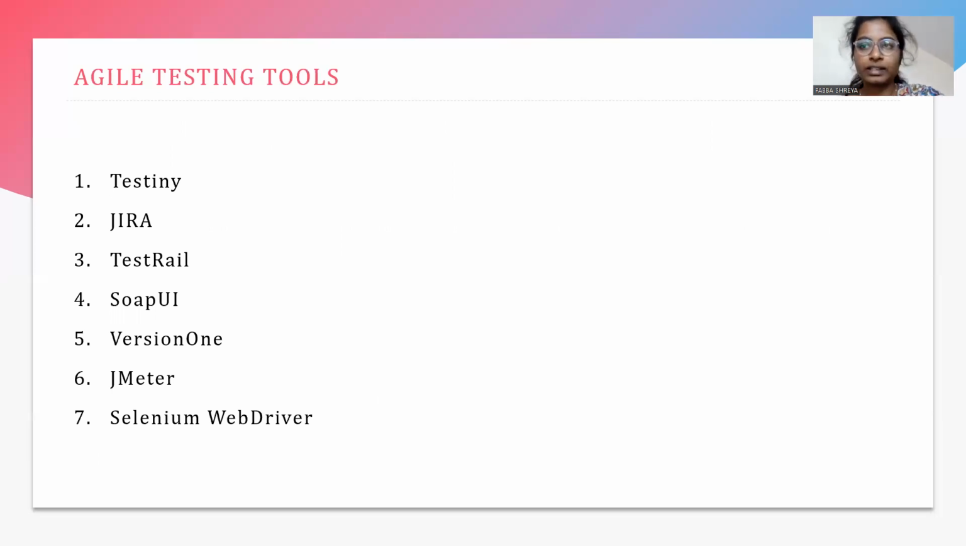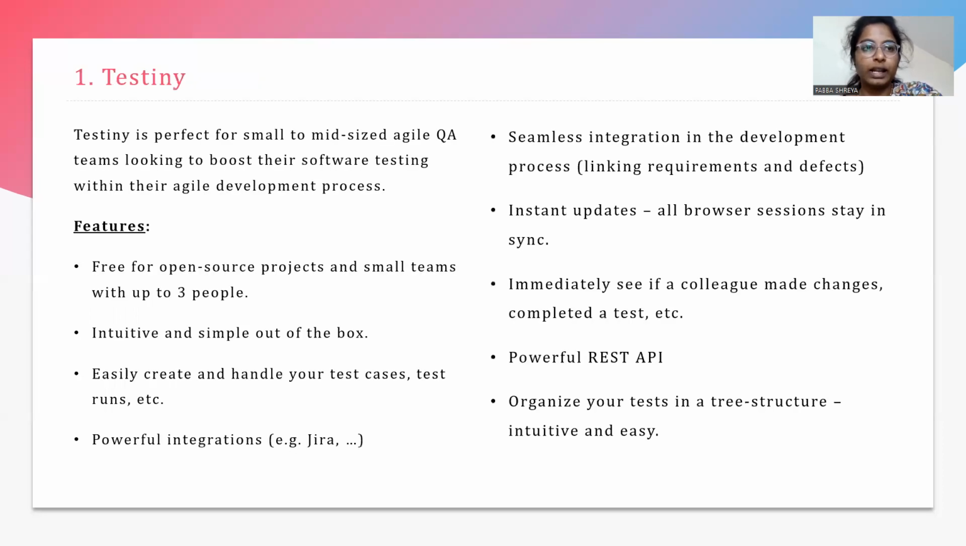And next, coming to agile testing tools, there are various agile testing tools. I have selected a few. Let us go one by one. And Testini. Testini is perfect for small to mid-sized agile QA teams looking to boost their software testing within their agile development process. So let us see the features. Free for open source projects and small teams with up to 3 people.